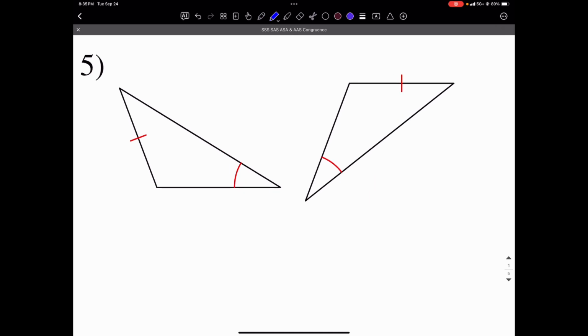Number 5, you're given congruence of one angle, which is the same as this angle. And this line that you see is going to tell you that this side is congruent to this side. But take notice, that's all you have. You don't have another side. You don't have another angle. So this one, there's no way for it to be congruent. So this is not congruent.